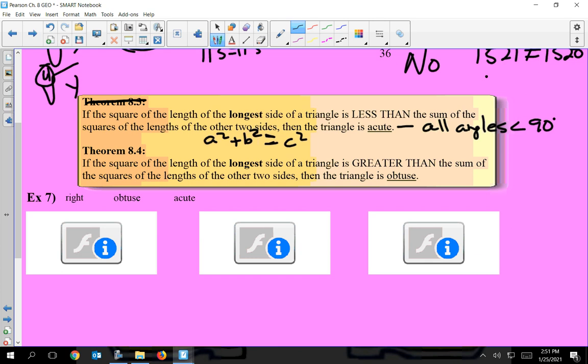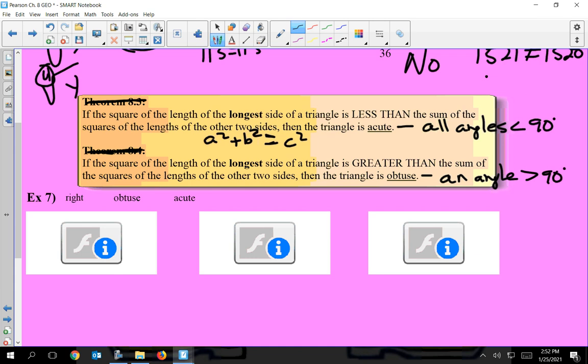Okay? Now, there are triangles, though, that have angles that are bigger than 90 degrees. So let's read the next one. We don't have to write theorem 8-4, okay? If the square of the length of the longest side of a triangle is greater than the sum of the squares of the lengths of the other two sides, then the triangle is obtuse. Now remember, this one has an angle that is greater than 90 degrees in the triangle, okay?